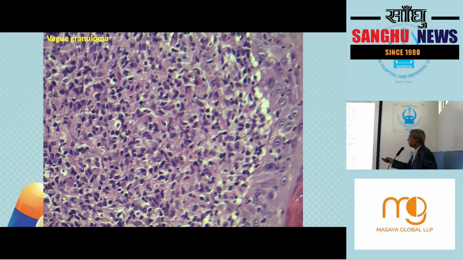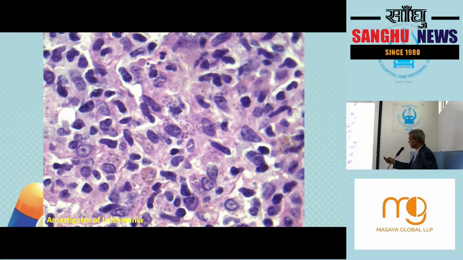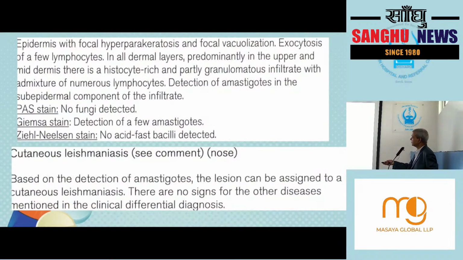Here you can see vague granuloma, and lastly you can see some healthy body. So the final diagnosis is cutaneous leishmaniasis.